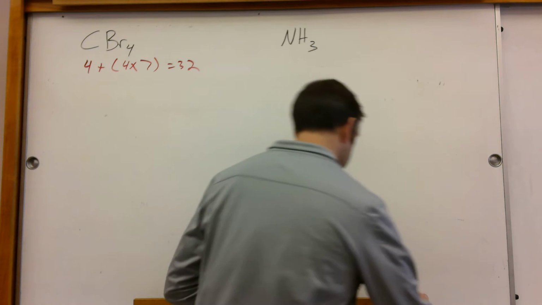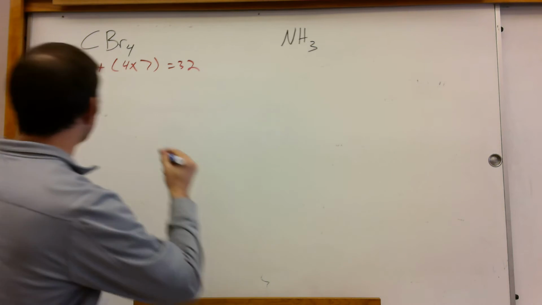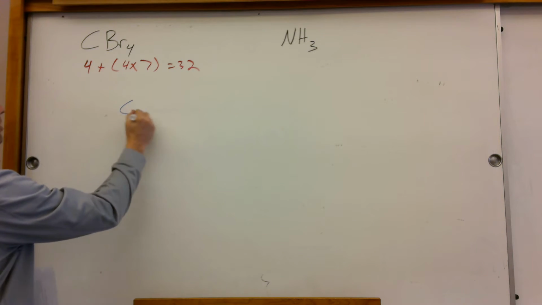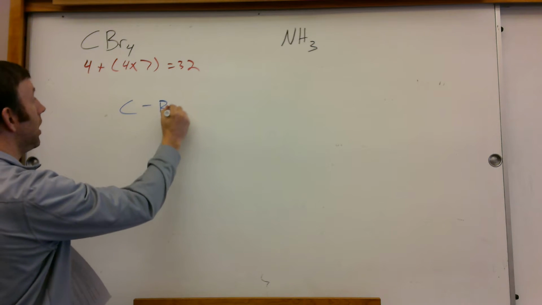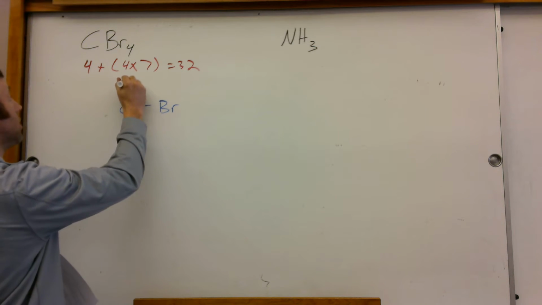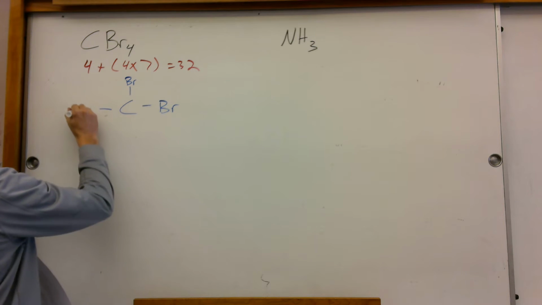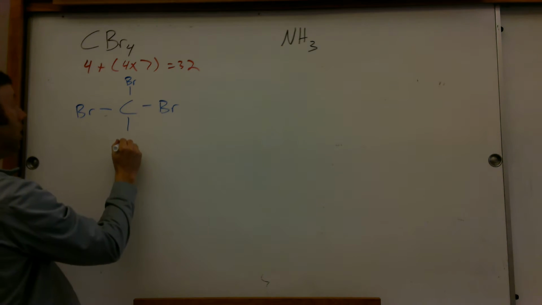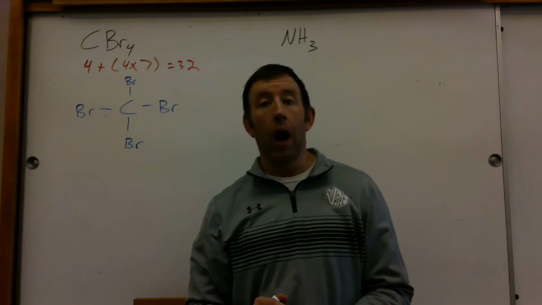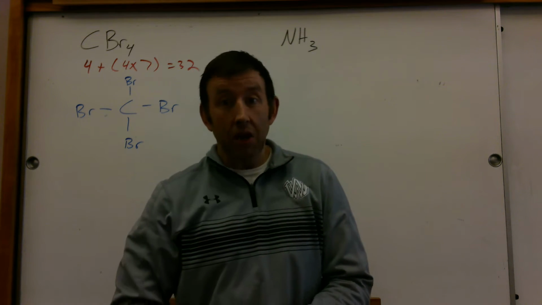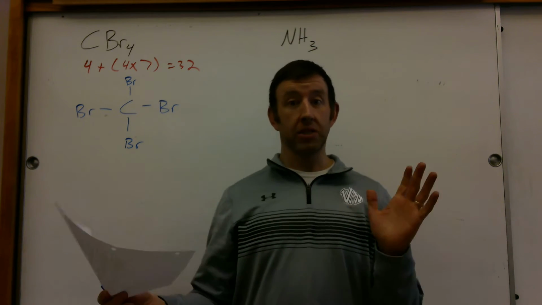So I'm going to put C, and then I'm going to draw my skeleton. I have 4 bromines, so I'm just going to draw a bromine on each side of carbon. Okay, so that is what we call a skeleton structure. That's my basic structure.